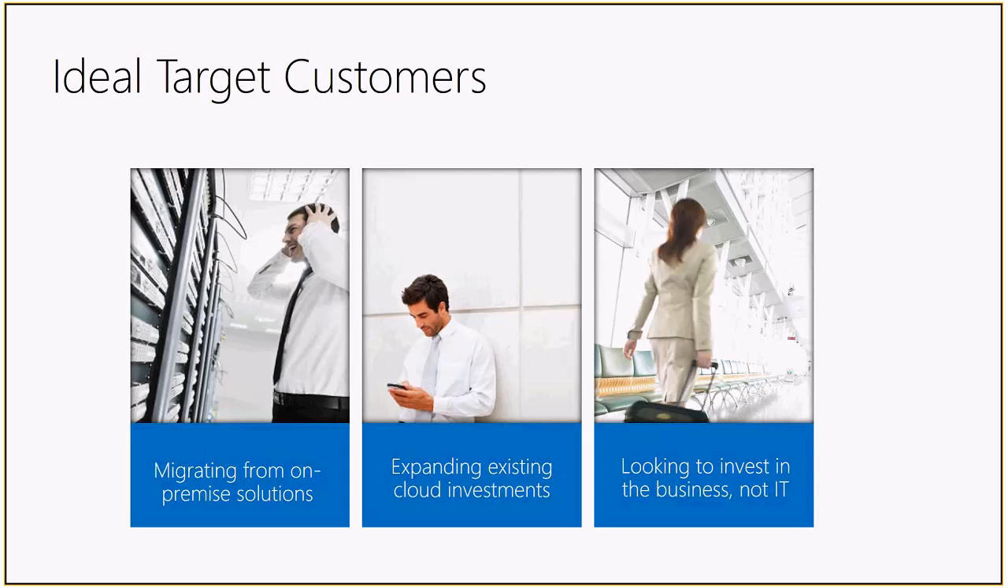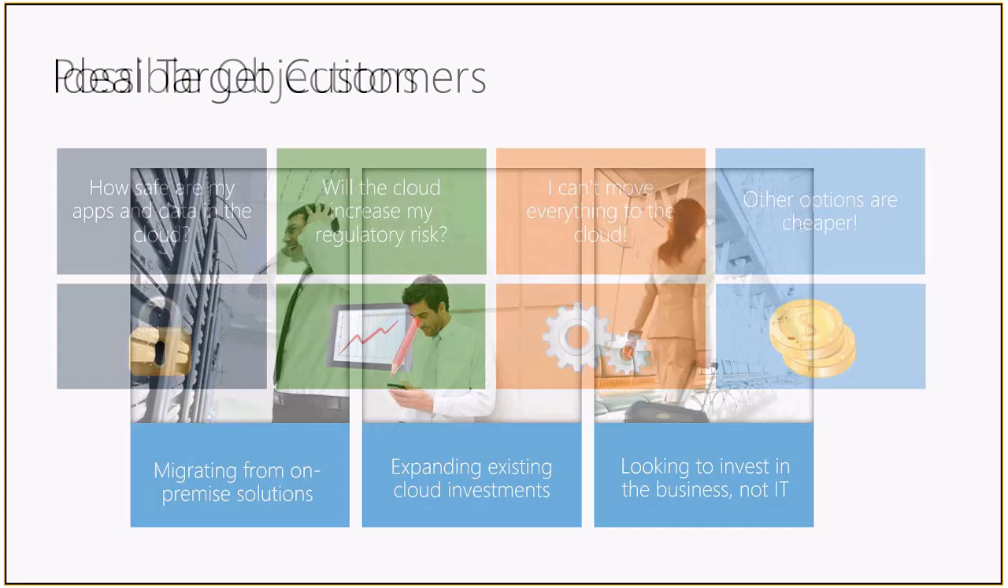So I would say those 3 elements are the good places to focus on when it comes to which customers to look at for targeting Office 365 and EMS. Hopefully that's given you some ideas as to where you can look within your customer base to get started. But of course, when you talk to the customer, they will have some objections.